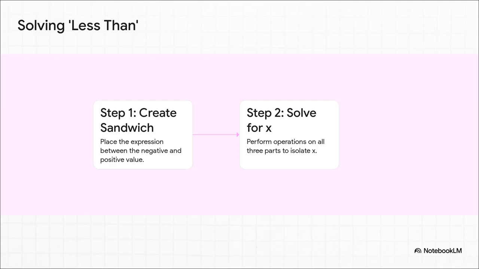You just write a 3-part inequality, stick your expression in the middle, and then solve for x. And the rule is simple. Whatever you do to the middle, you've got to do to both ends too.